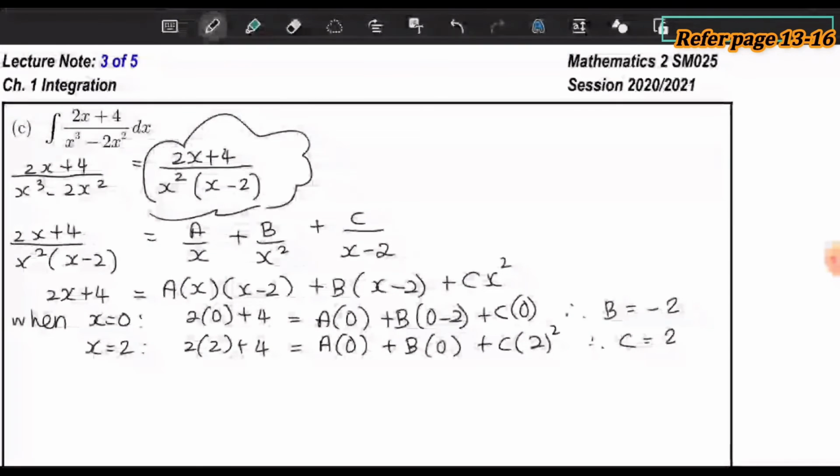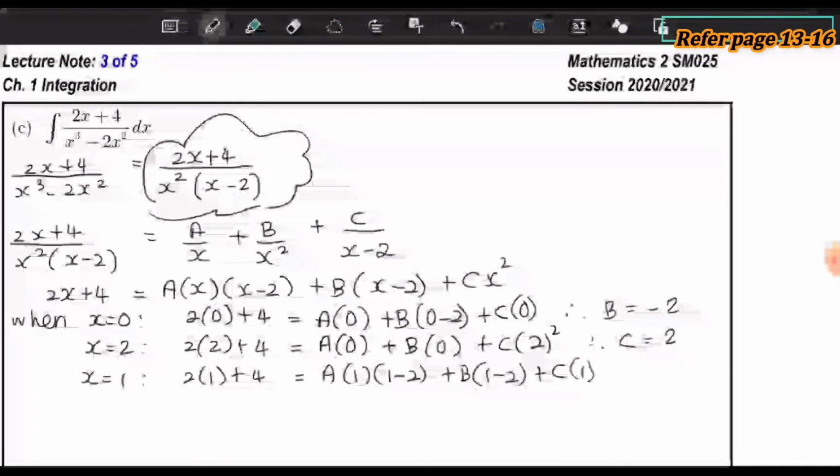And the last one, you can substitute any value of x. Let's say I want to substitute x equal to 1. So we will get 2 times 1 plus 4 equal to A times 1 times 1 minus 2 plus B times 1 minus 2 plus C times 1 squared. Next, you need to substitute your value of B and C inside. Replace your B with negative 2 and your C with 2. Therefore, you will get A equal to negative 2.